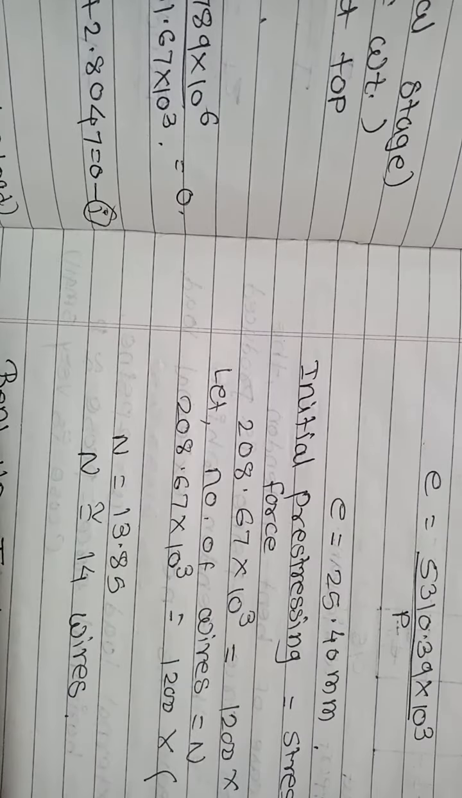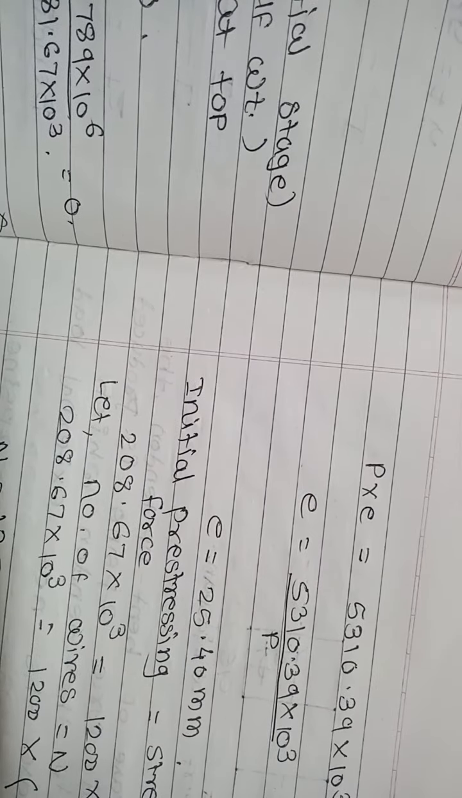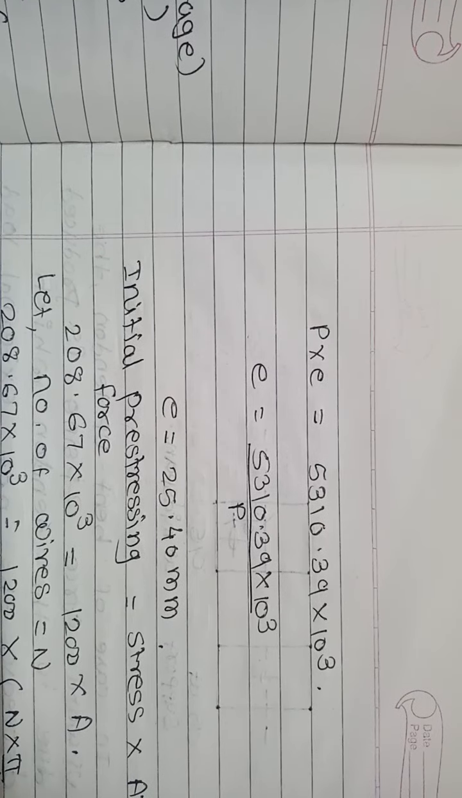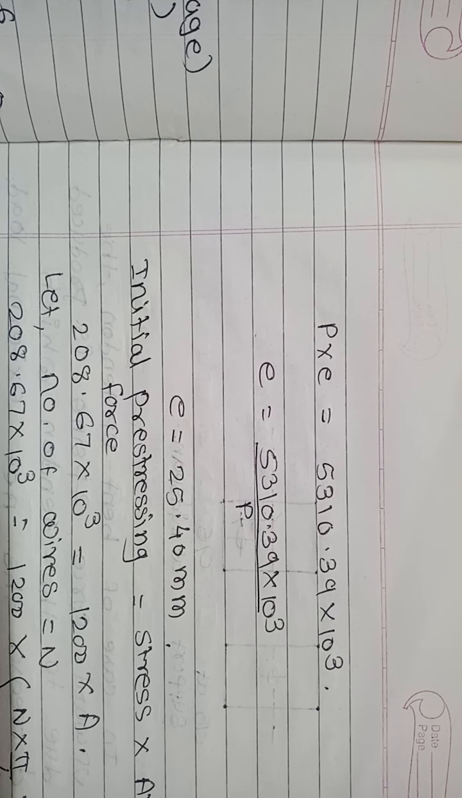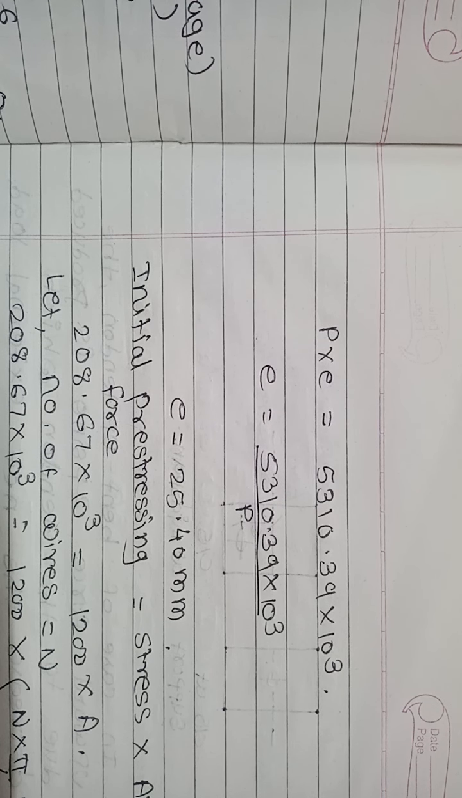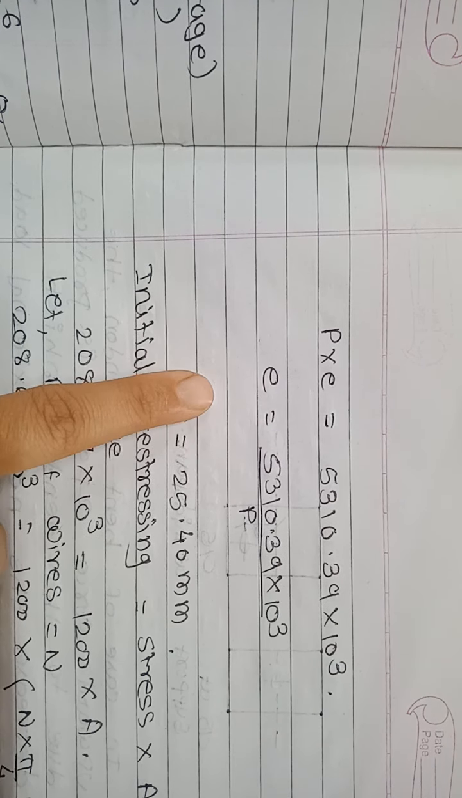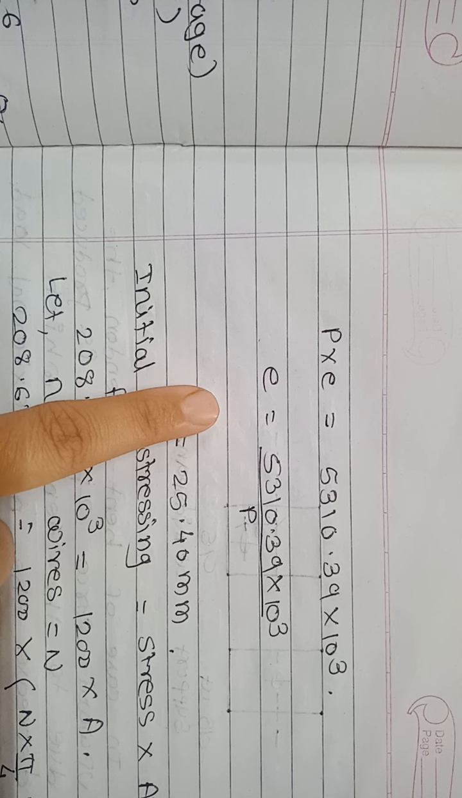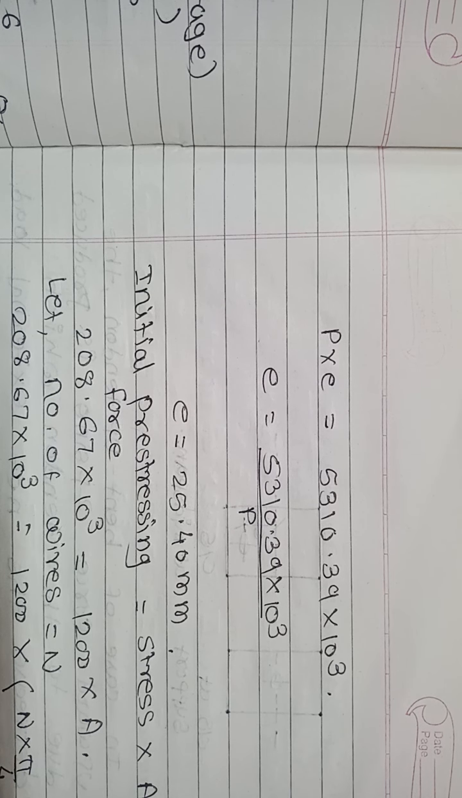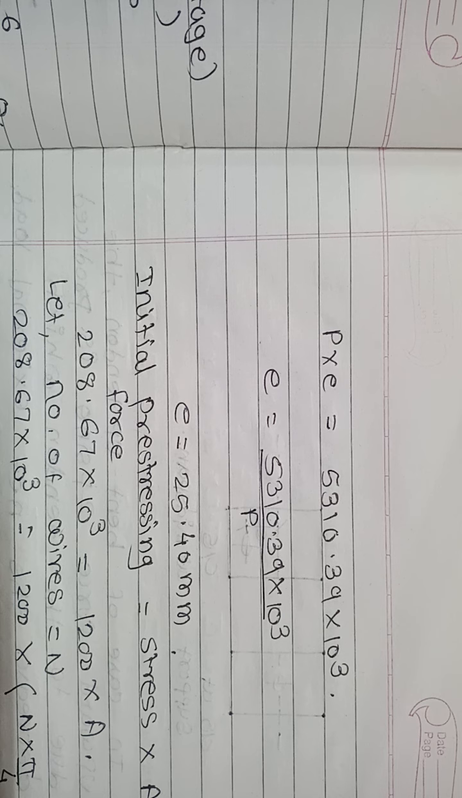Now P into E, where E is the eccentricity. Put P into E equals 5310.39 into 10 raised to the power of 3. From that, calculate eccentricity E equals 5310.39 into 10 raised to the power of 3 divided by P. We got E, eccentricity, that is 25.40 mm.